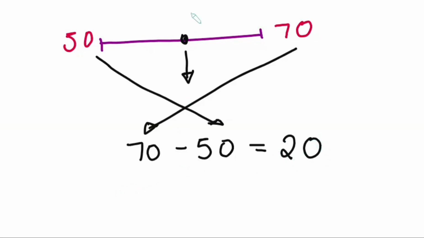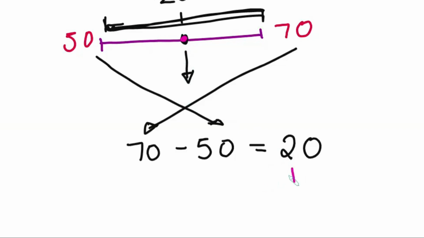Fabulous. Don't forget, for the full range of the number line, there's 20 in between. But we need to find out what number is smack bang in the middle. So what do you think we might have to do to this 20? We're simply going to divide this 20 into 2. What is 20 divided into 2? Of course, it's 10.